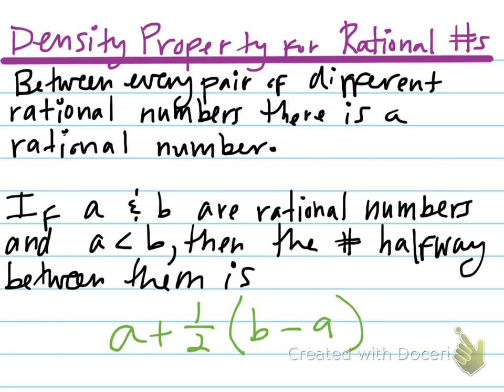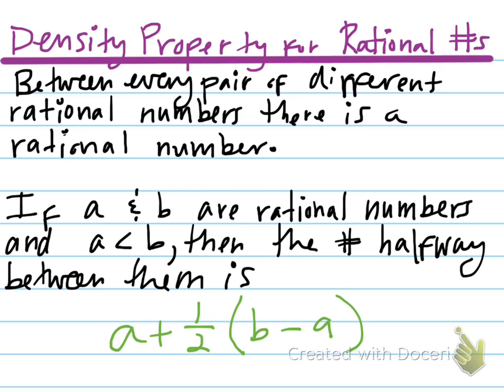One other property that you need to know when you're working with rational numbers is the density property for rational numbers. What that says is between every pair of different rational numbers, there is a rational number. There's actually an infinite amount of rational numbers, but we're not going to get that far into it. You're just going to need to be able to find whatever they're asking you in between two different rational numbers.